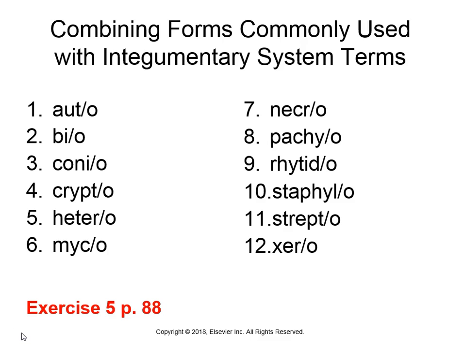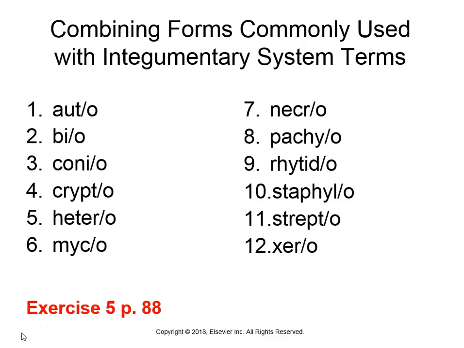So auto means self. You might have learned that from other classes or your life up to this point. Bio, like biology, means life, so the study of life would be biology. Conio means dust. So a lot of times there could be different forms of dust in the air, and that could get into your skin, or you could breathe it in, so that's why we have that.